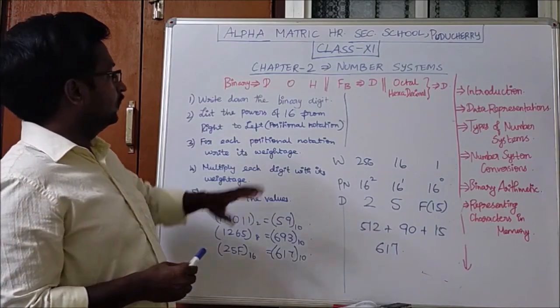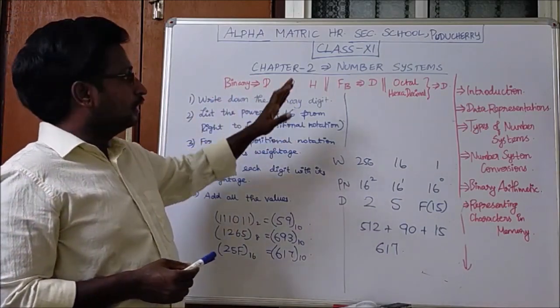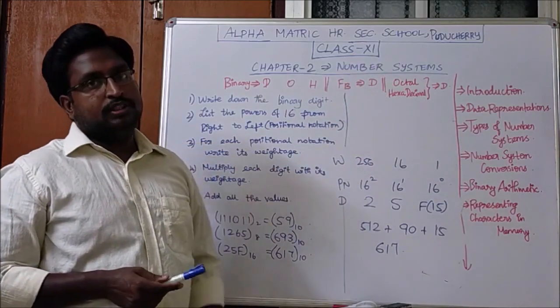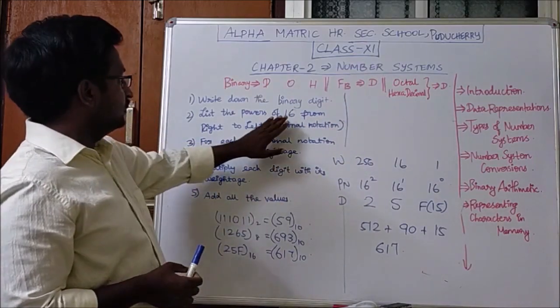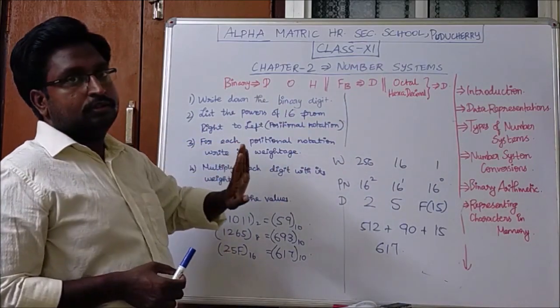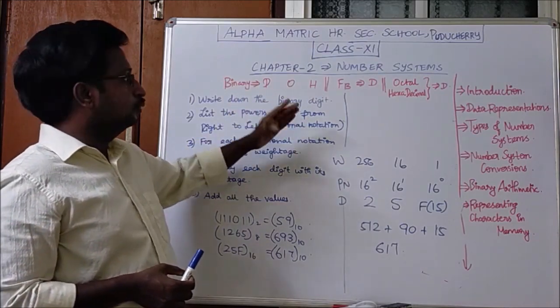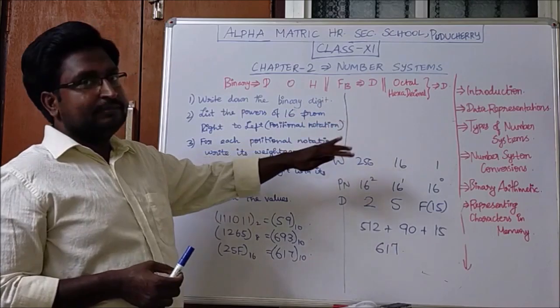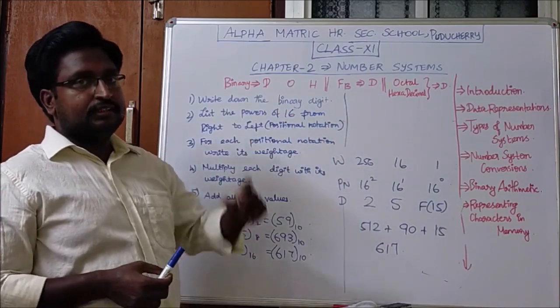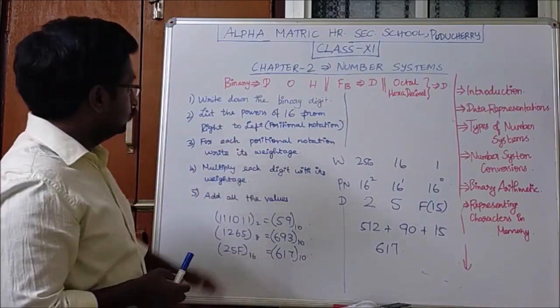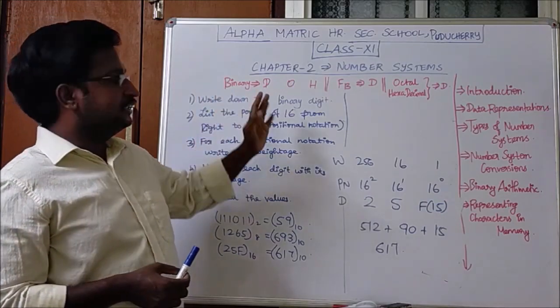So this is all about the binary to decimal and octal, hexadecimal to decimal. We just have to change the power of the value. For binary you give powers of 2, for octal powers of 8, and for hexadecimal powers of 16. That is the radix number. So this is all about the binary to decimal conversion.